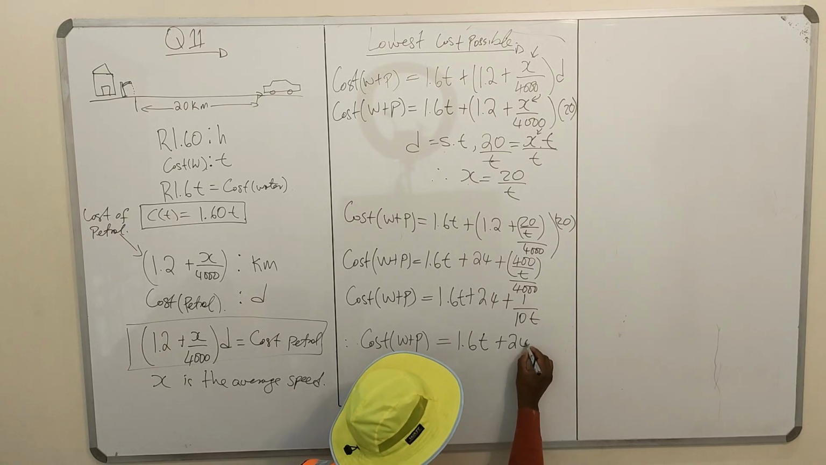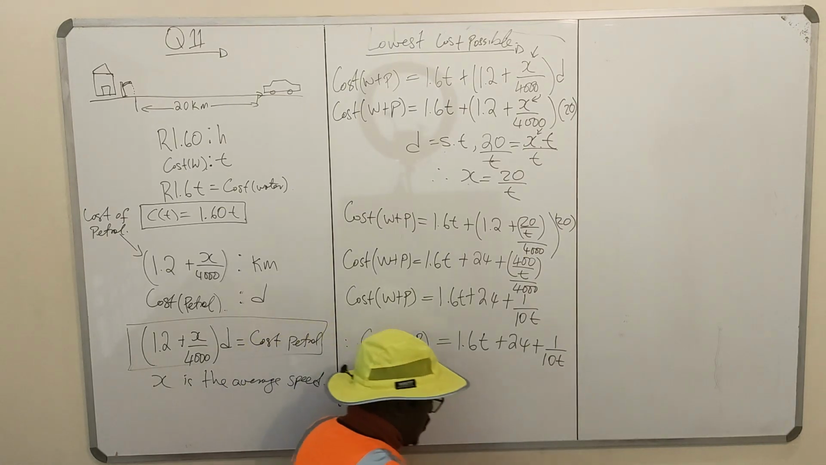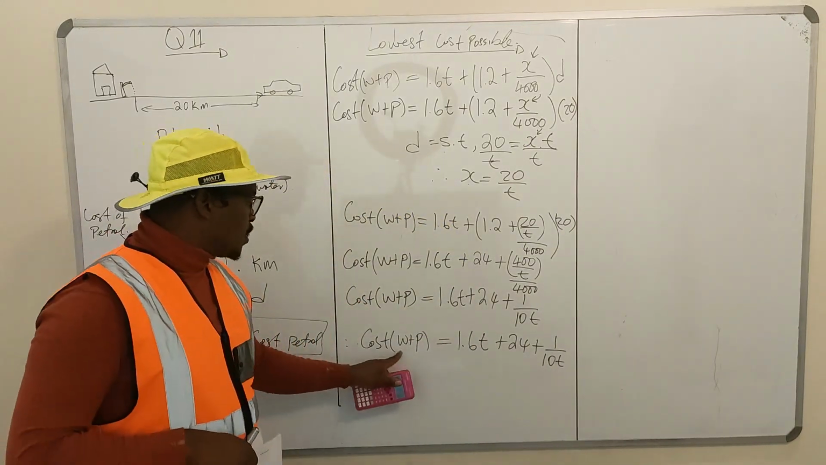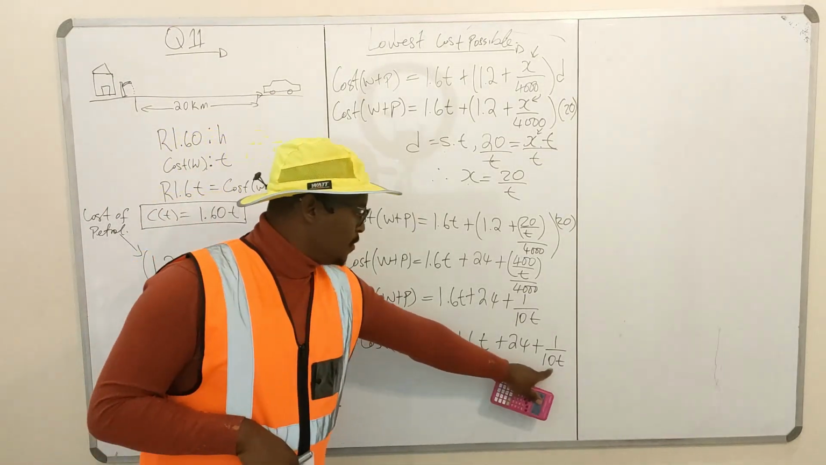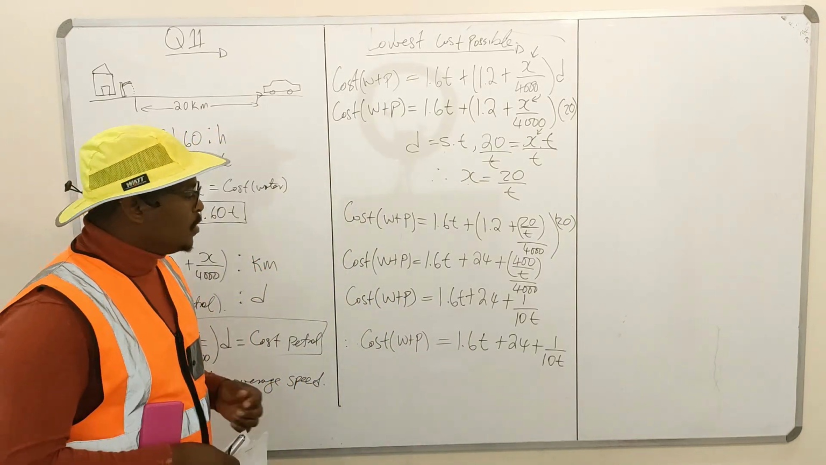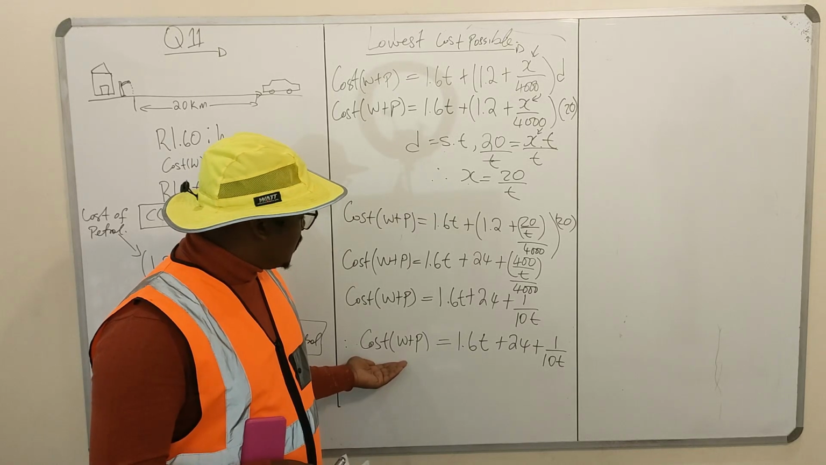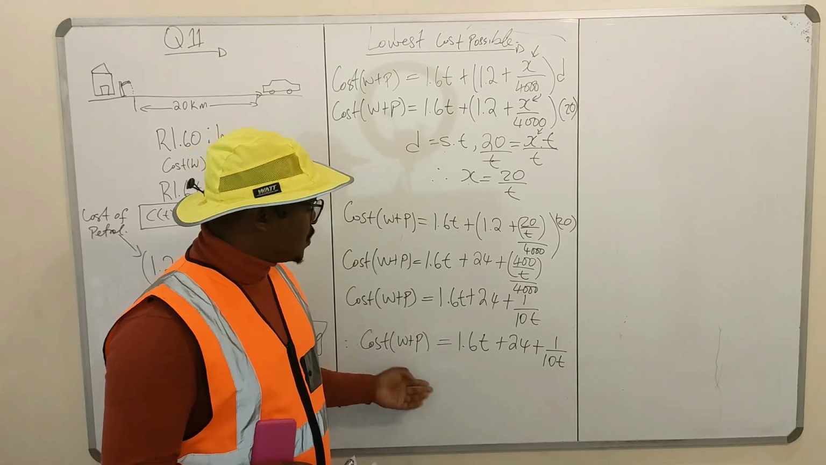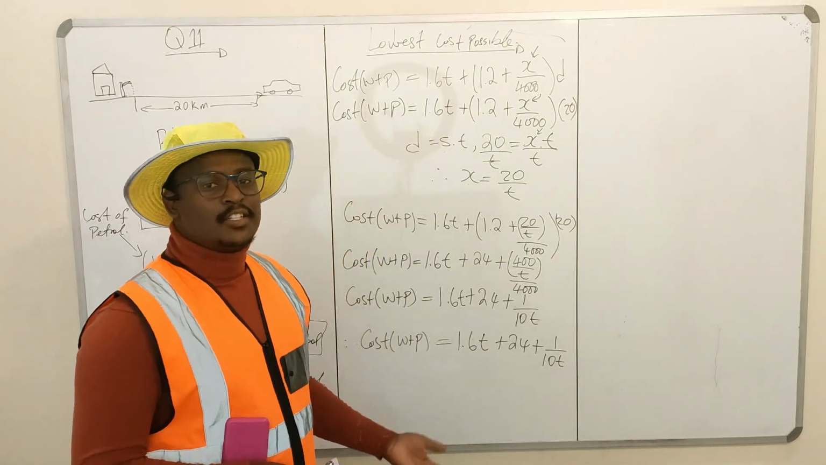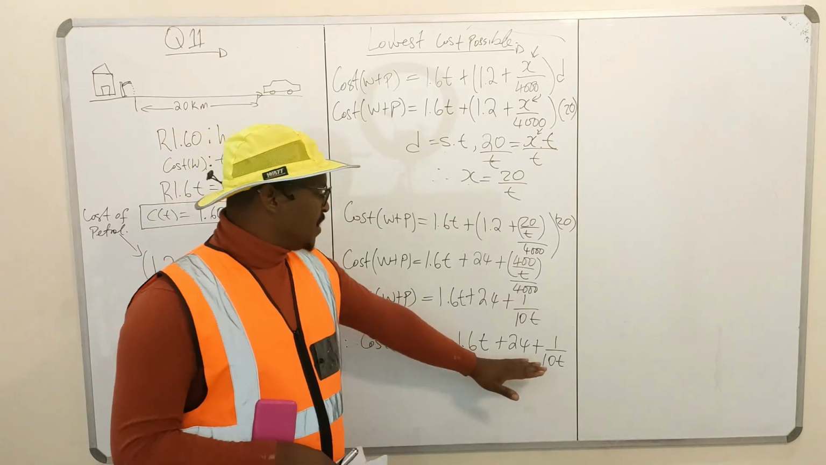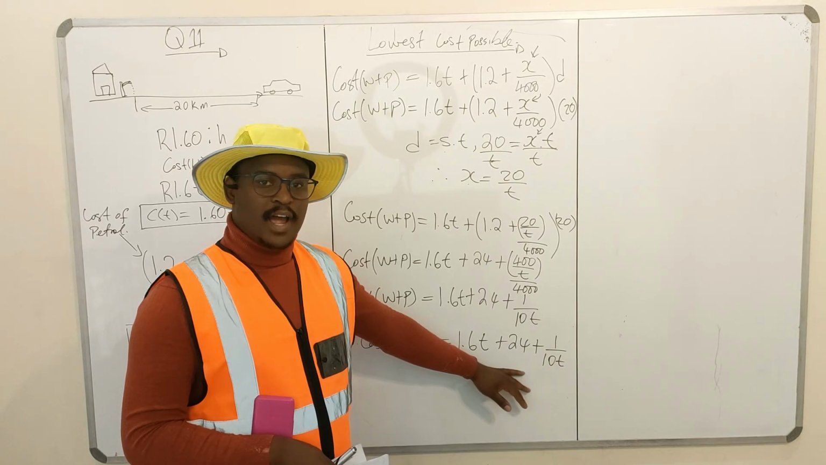Plus 24 plus 1 over 10t. This is the cost of water and the cost of petrol as a function of time. You can see that. So what do you say? You say, okay, I know that the cost for my water and the cost for my petrol is given by this equation here. So I want this equation where it is at its lowest. You want this situation at its lowest point, right?